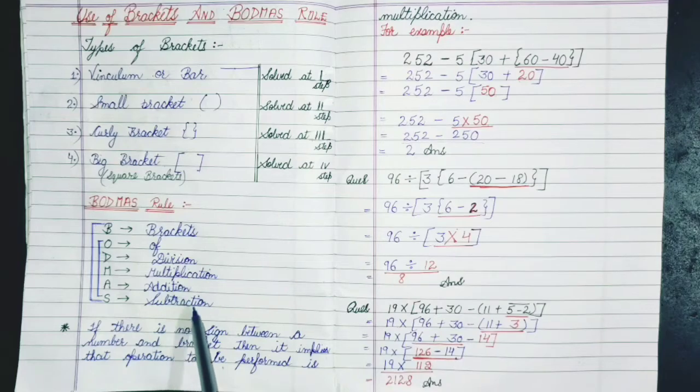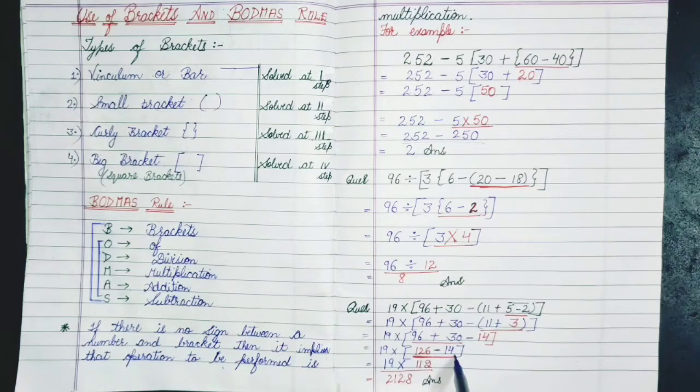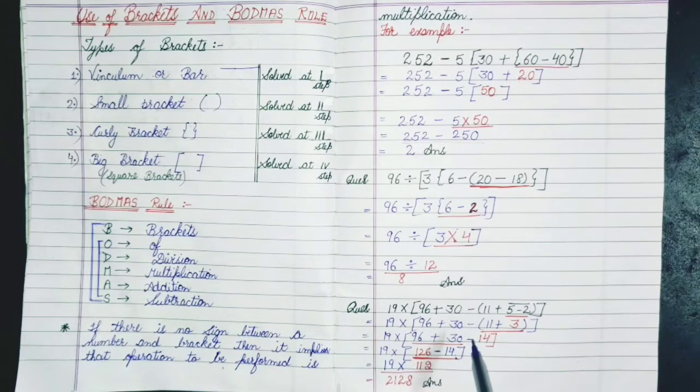And after addition, what do we do? Subtraction. So we will subtract. For the subtraction, we have to underline it. When we subtract 14 from 126, we will get 112 as the answer. As we have solved the full big bracket, we are not going to use its sign. Clear, everyone? So the answer is 112. At last, 19 multiply is also left.